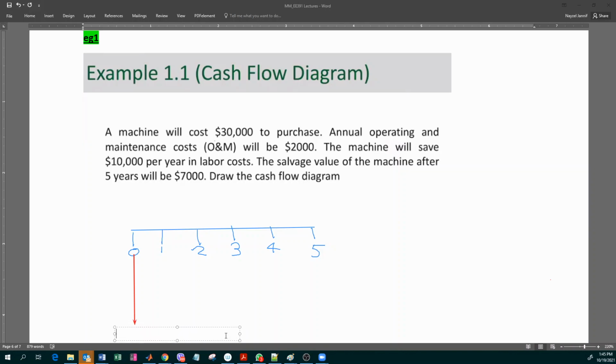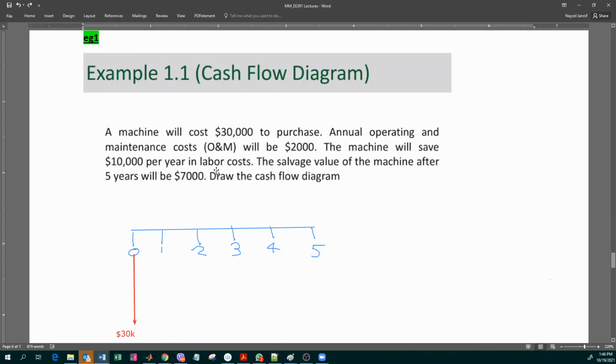So, let me type that up. 30,000 downwards. So put this in red. I just want to change the color. Okay. All right. Next. So, the machine will cost $30,000 to purchase. Right? So when does this occur, guys? $30,000 will always occur when? When does it occur? It always occurs in the beginning.